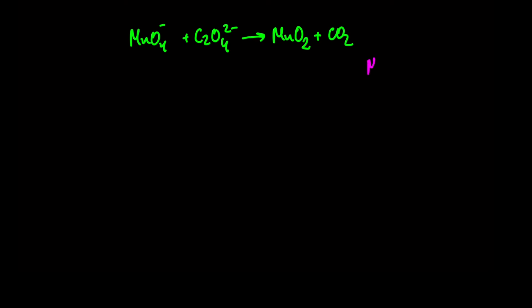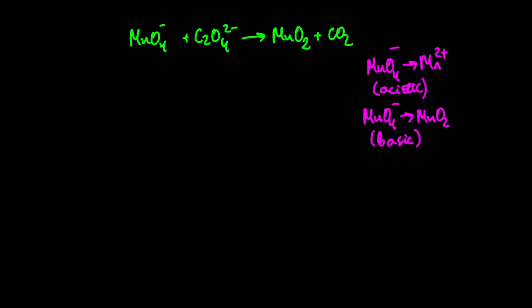Then how about basic conditions? Let's look at the first example, where permanganate ion reacts with oxalate ion. A very important thing to note here is the permanganate ion transformation. Under acidic conditions, MnO4- always transforms into Mn2+ ion, but under basic conditions, we always get manganese 4 oxide. Let's quickly write half reactions for this example.